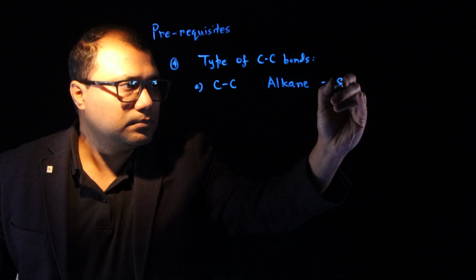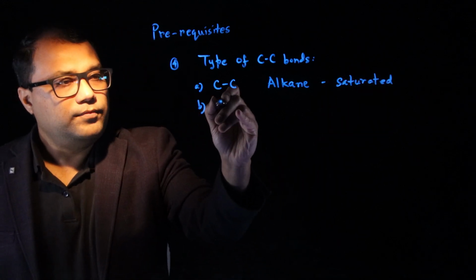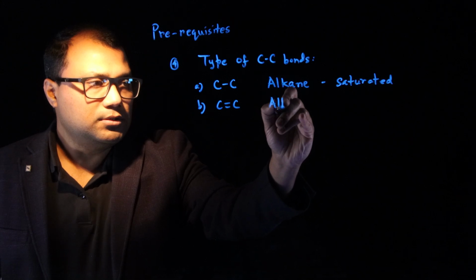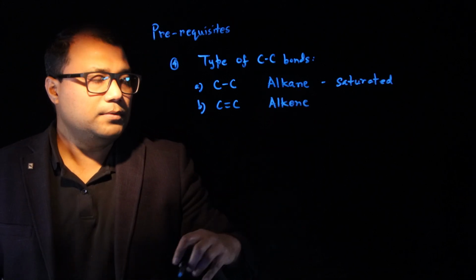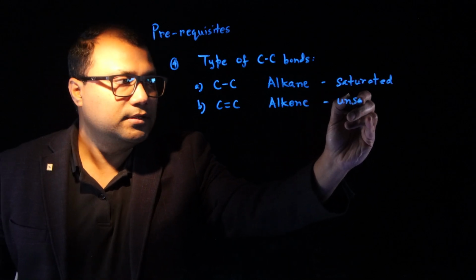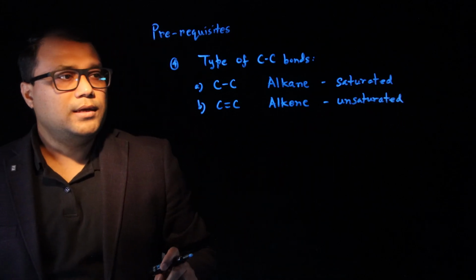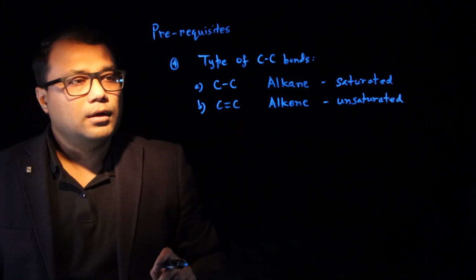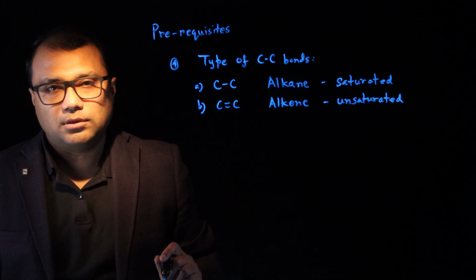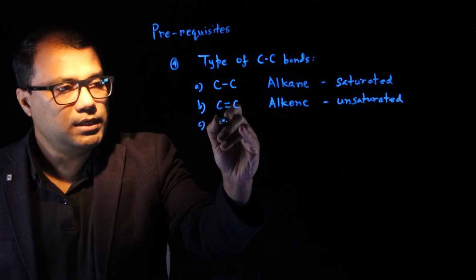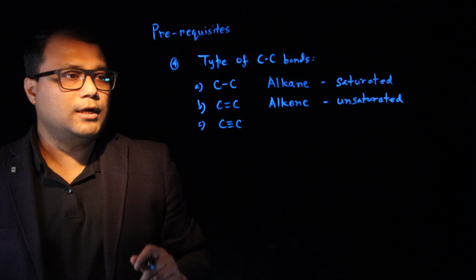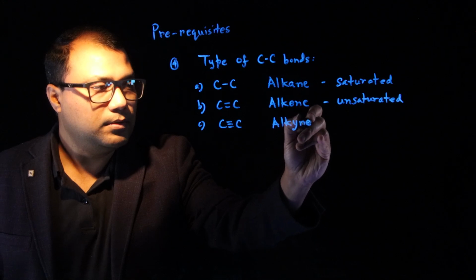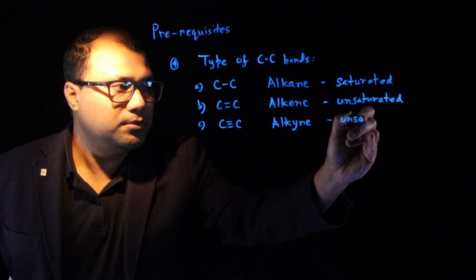Okay. If there is a double bond between carbon-carbon atoms, then the structure is called alkene. Okay, and this is an unsaturated hydrocarbon, which means it has two less hydrogen atoms that can attach to the carbon with a double bond than what can be attached to an alkane. Number three, if there is a triple bond between carbon-carbon atoms, then it's an alkyne. Okay, this is also an unsaturated hydrocarbon.